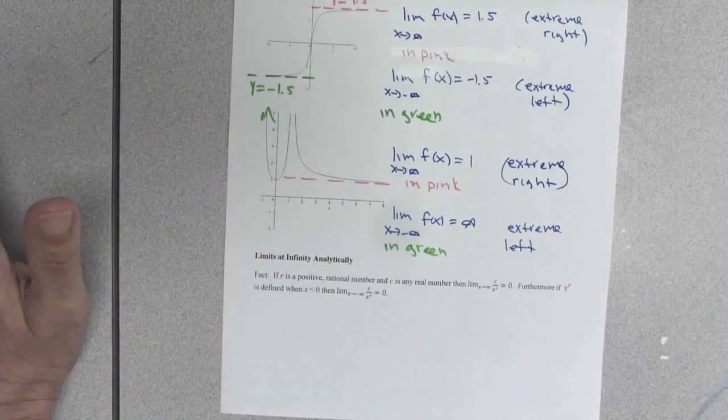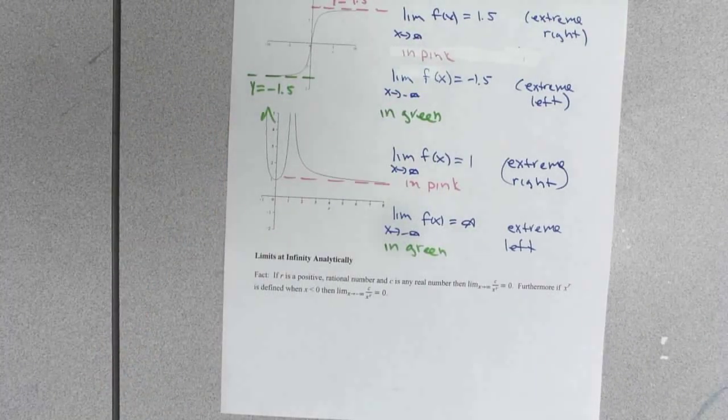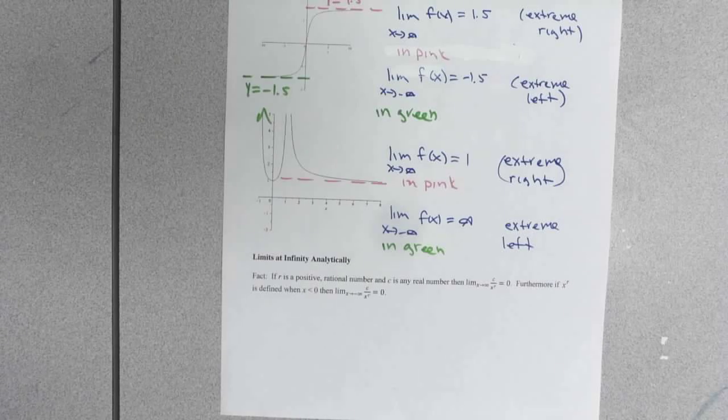Okay, we have looked at limits at infinity, that's x approaching infinity and x approaching negative infinity. We've looked at them by charts, and we looked at them by graphs. Charts and graphs are good ways to understand what's going on, good ways to check your answer, but they are not ways you should find your answer. So we have a fact here.